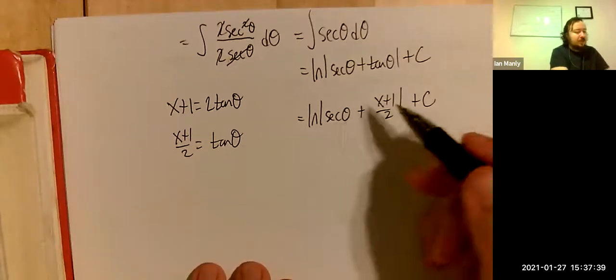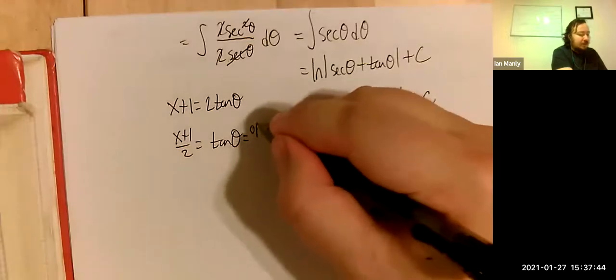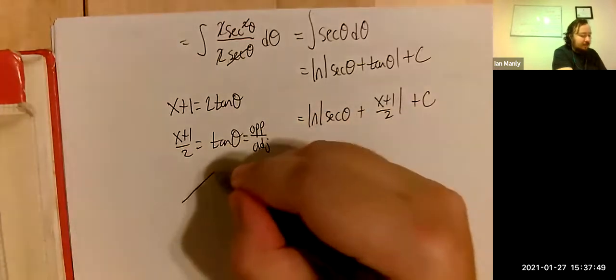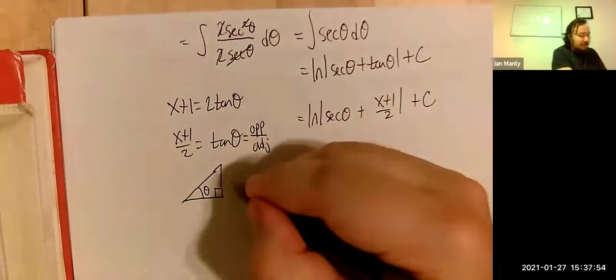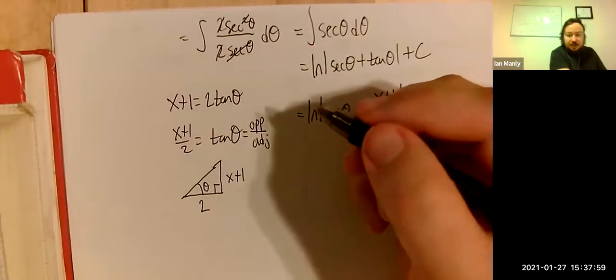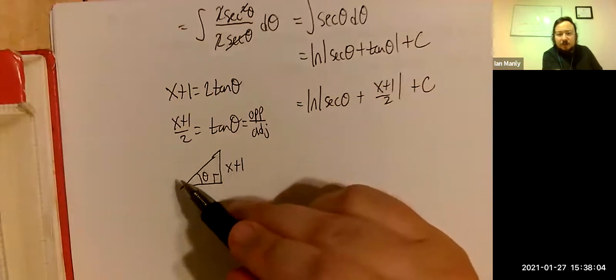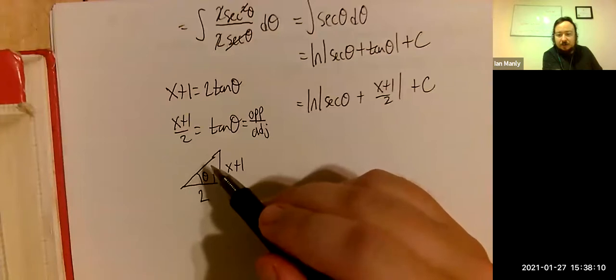So we know what tangent is, but we need to know what secant is now. So that will require us to make a little triangle. Now, if we remember from trigonometry, tangent is opposite over adjacent. So when we draw our little triangle here, we have x plus 1 as our opposite, 2 is our adjacent, and then I bet you guys could probably guess what's going to happen here. What is our hypotenuse going to be? It's going to be the original square root right there.